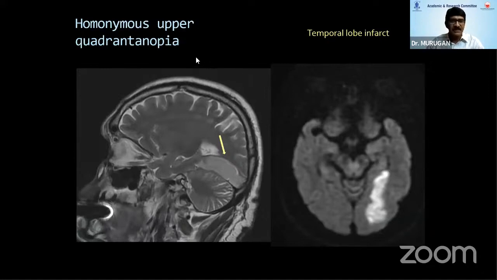So this patient presented with upper quadrant anopia, whereas patients with parietal lobe infarct will present with inferior quadrant anopia. As I mentioned earlier, MRI has really revolutionized stroke imaging. About 10 years back, for any patient with stroke, it used to be CT scan. Now, MRI has really taken over stroke imaging.